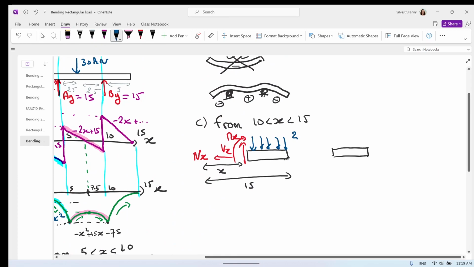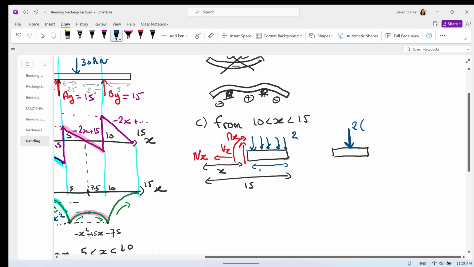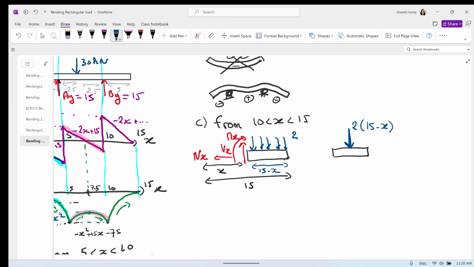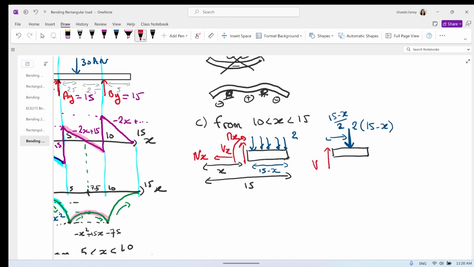Okay, so the distributed load there is 2. The resultant force of the distributed load will be 2 times the distance there, that is 15 minus x. So times 15 minus x. This distance there will be 15 minus x divided by 2. Be careful of those distances. And after that we have Vx up and Mx.